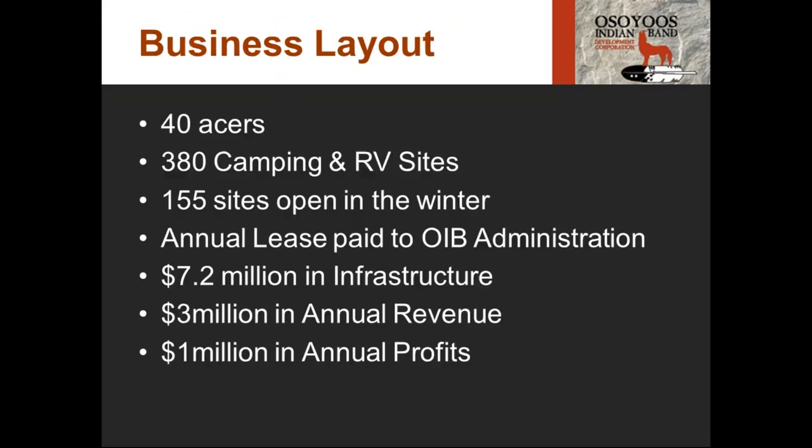To give you an idea of the layout, the campground sits on 40 acres. Out of the 380 sites, 155 sites are open for the winter. Even though the band owns this business, we pay an annual lease to the OIB administration. Throughout the years, we've built it up to $7.2 million in infrastructure, and we're running an annual revenue of $3 million. After that, we're doing $1 million in annual profits, after amortization and our lease payment.